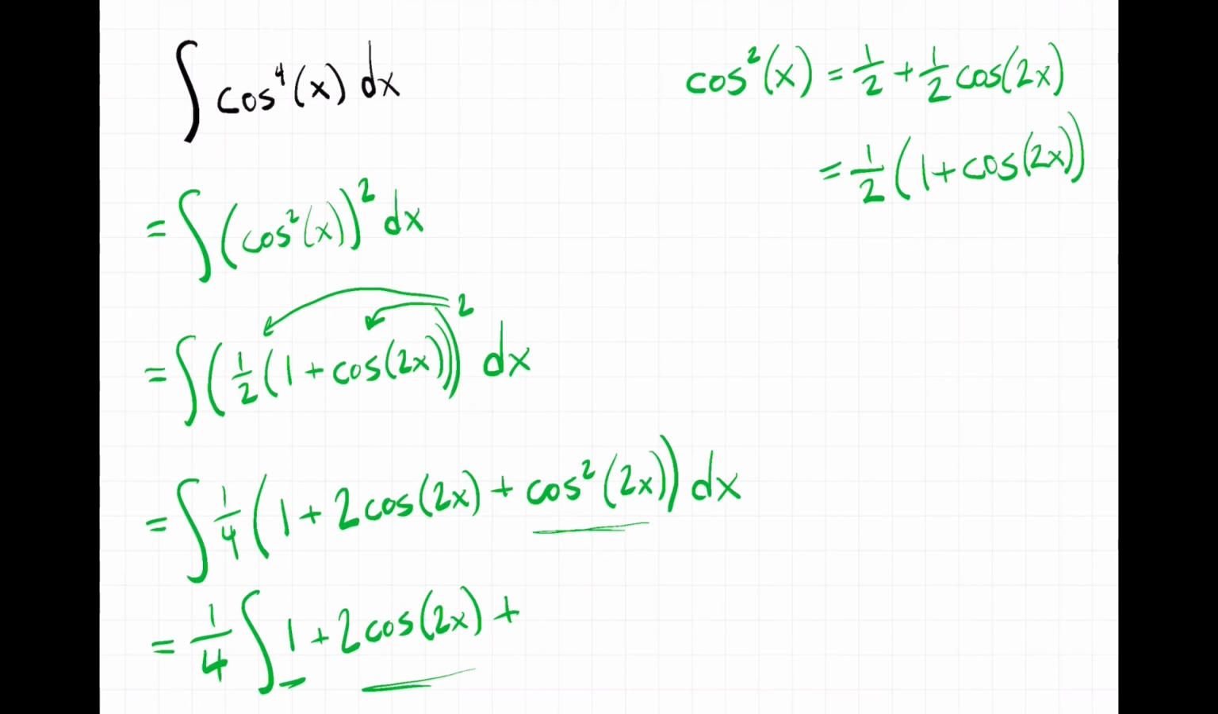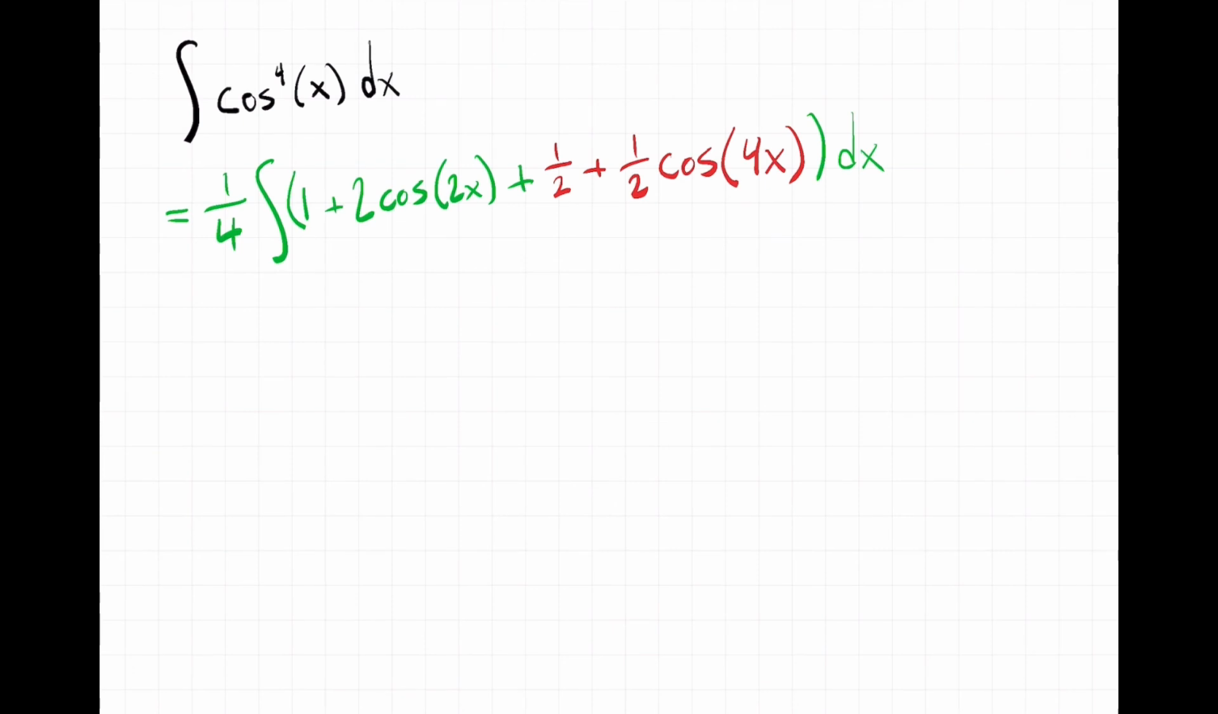What do we do? Let's use that half-angle formula again. So the cosine squared of whatever angle is equal to 1/2 plus 1/2 the cosine of twice the angle. Whatever the angle is, it's going to be doubled now. If our angle started off as 2x, our angle is now twice as big. It's going to be 4x. And we have this whole expression times dx.